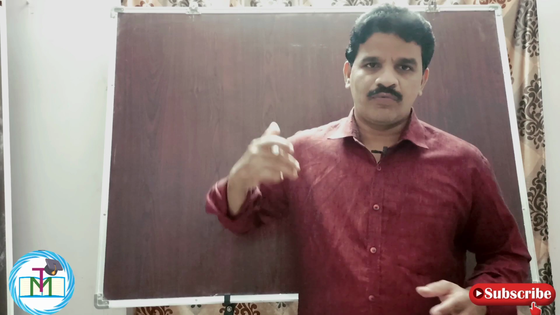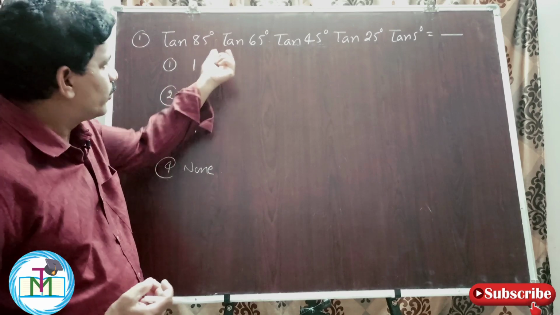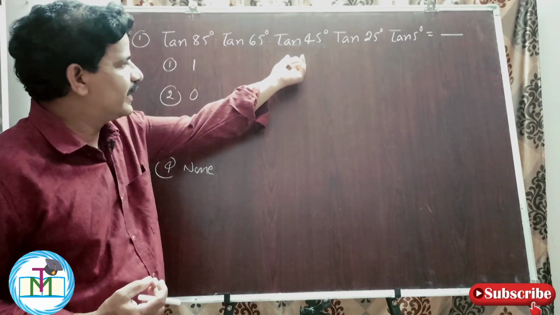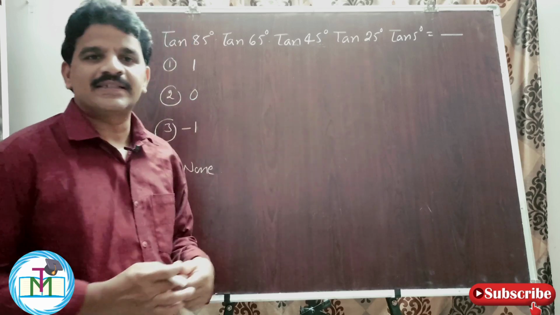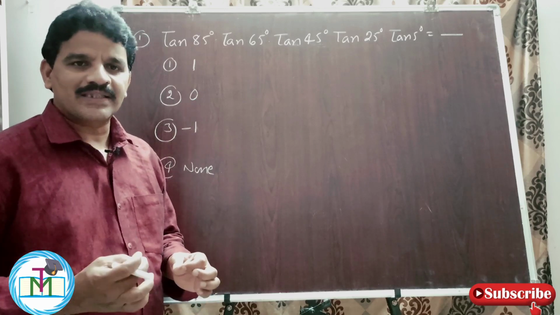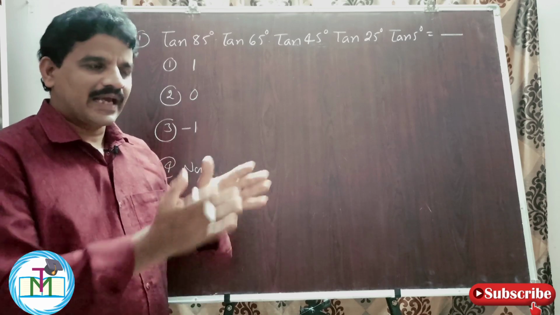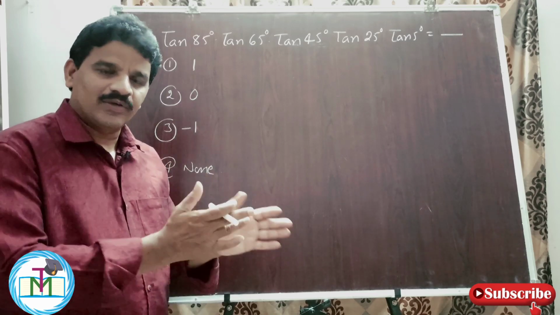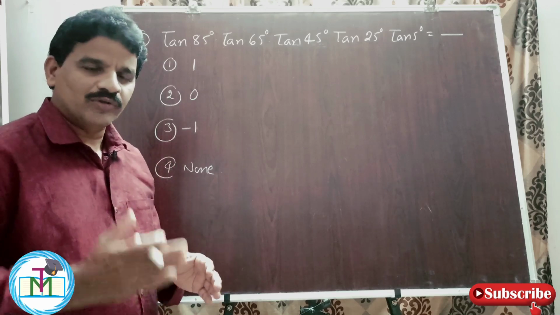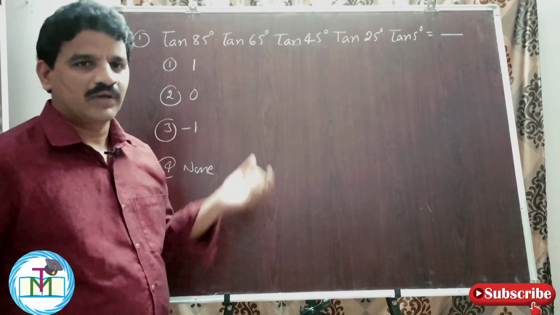Now we see the AP and TS POLYCET 2019 and 2018 previous questions and answers. Question number 1: tan 85 degrees into tan 65 degrees into tan 45 degrees into tan 25 degrees into tan 5 degrees is equal to how much? Here we have to use a very simple concept: reciprocal. Tan theta into cot theta is equal to how much? 1. Means tan 45 into cot 45, or tan 60 into cot 60, is equal to 1. So we use the simple concept that tan theta into its reciprocal, cot theta, equals 1.